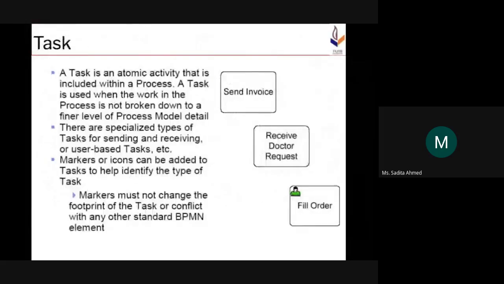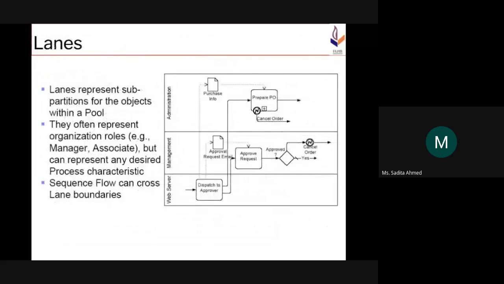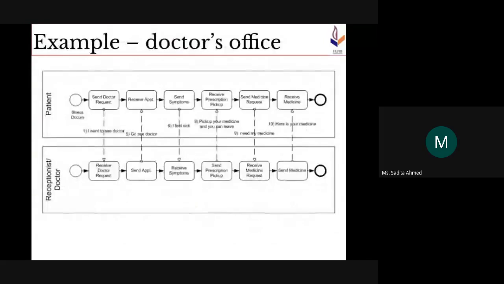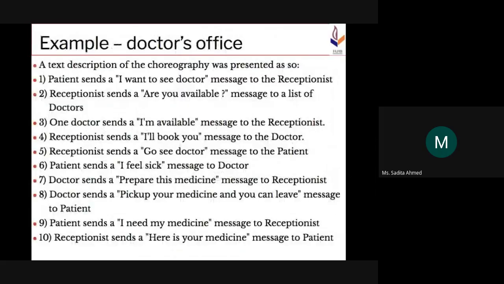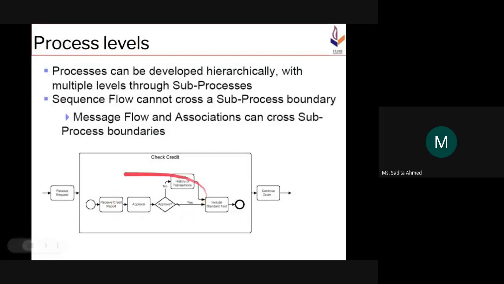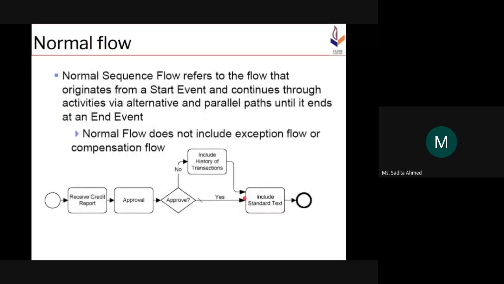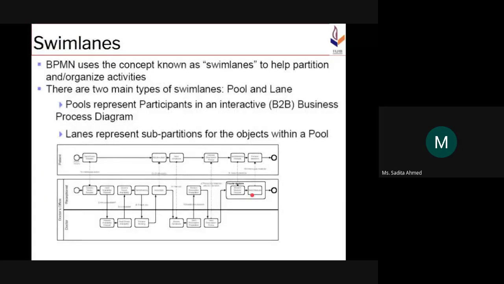Let's see an example. So a sub process can have a start and end as well. Okay, I'll show you right here. As you can see, the check credit sub process has a start and an end event. However, you could also have cases where a sub process doesn't have a start and end.